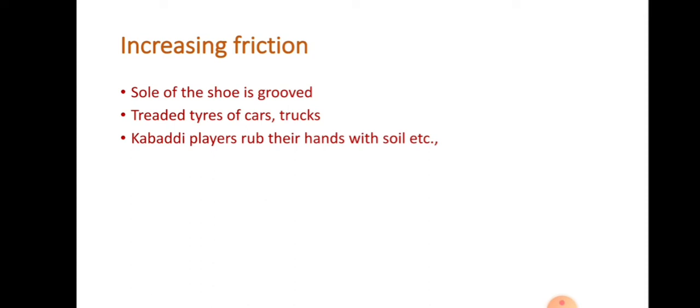If any tires are made very smooth, by polishing something, they won't be treaded like you can see in that picture. This is also to increase the friction. Only then, if you want to stop at some place, you can stop easily because of this friction.